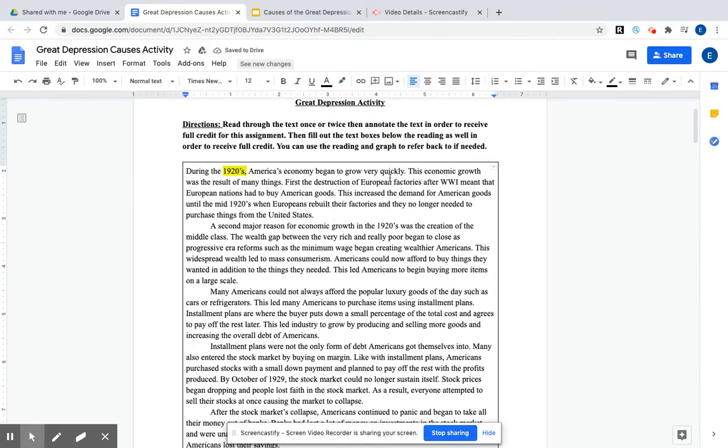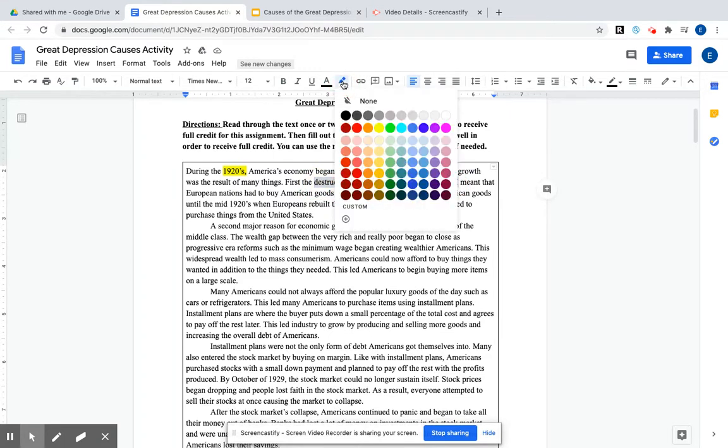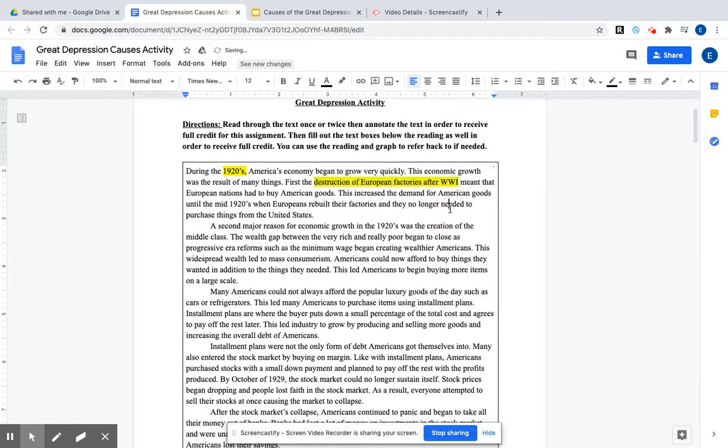And then going through it again: this economic growth was the result of many things. First, the destruction of European factories. Well, I think that is pretty important after World War I because that's the reason all this is happening. Meant that European nations had to buy American goods. Again, I think buying American goods is very important reading this first part of the text.